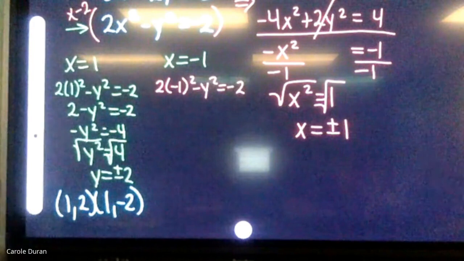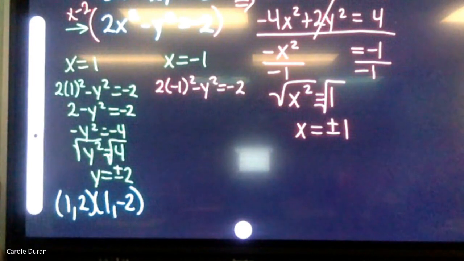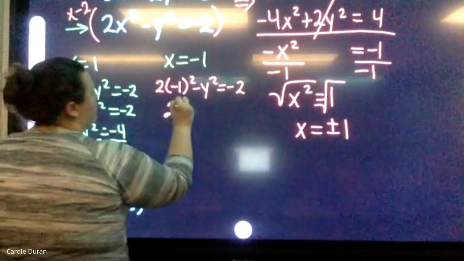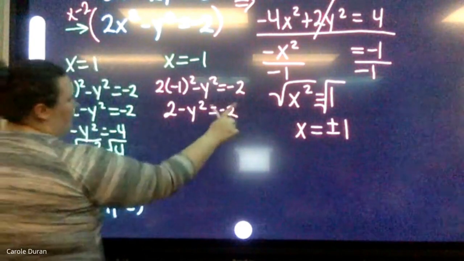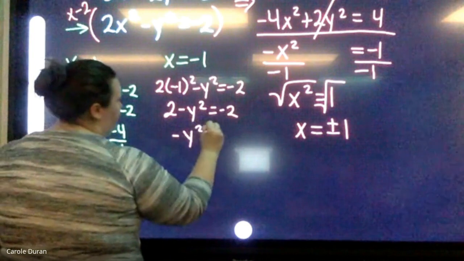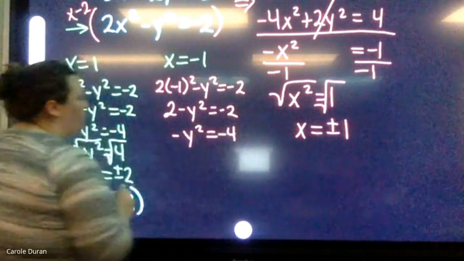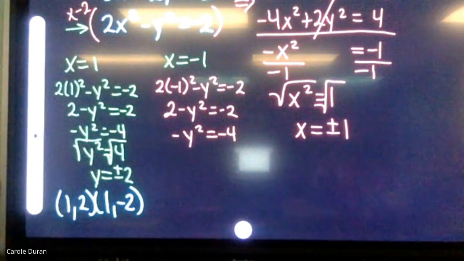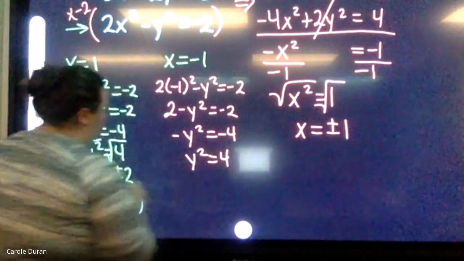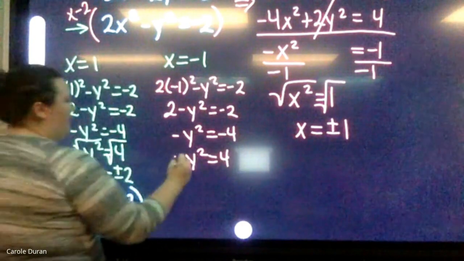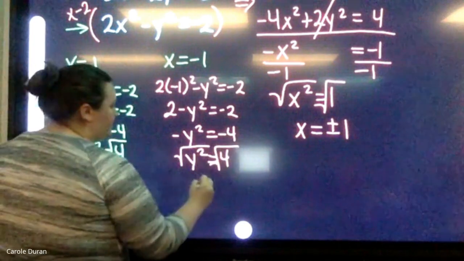So when I plug it in, I get 2 times negative 1 squared minus y squared equals negative 2. I'm going to square the negative 1. Negative 1 squared becomes 1, times 2 is 2. I'm going to subtract this 2 across, leaving me with negative y squared equals negative 4. I'm going to divide each side by negative 1, and I get y squared equals 4, which then I can go ahead and square root both sides.